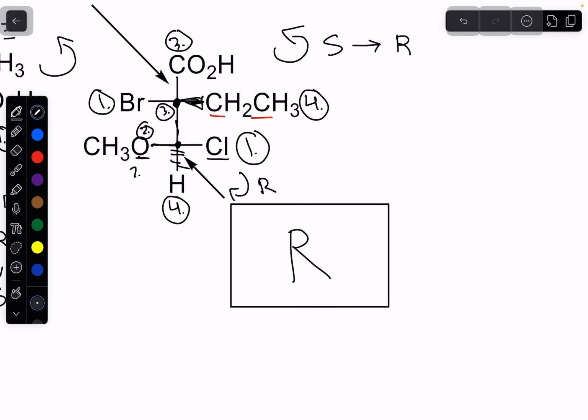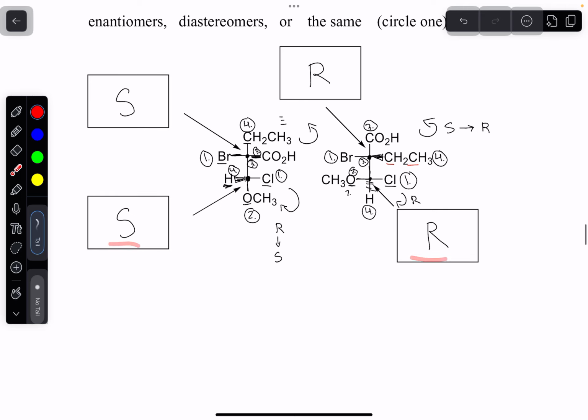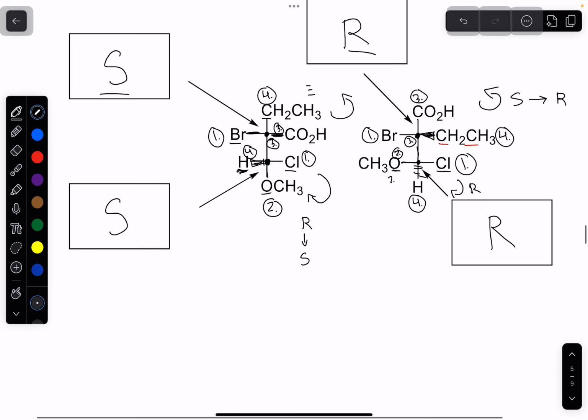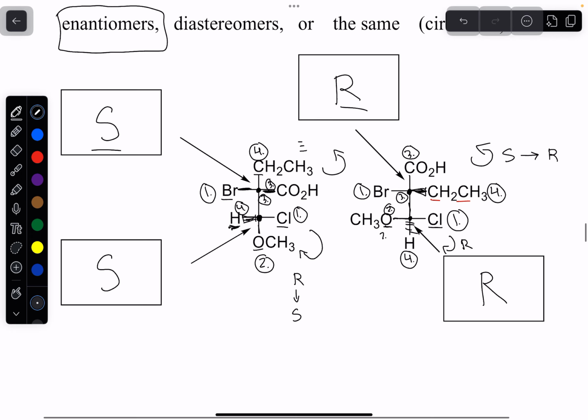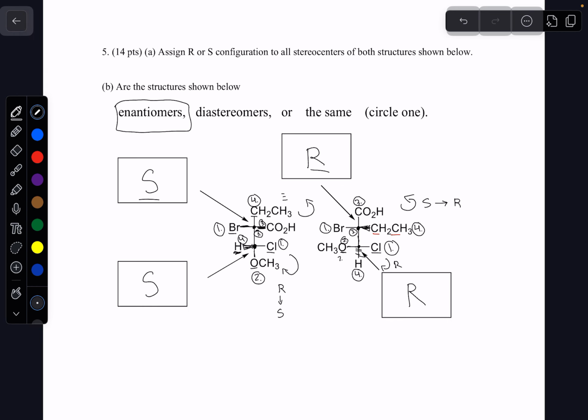So there we go. So comparing the two, we go from S to R, and we go from S to R again. So both of them switch, which tells us it's an enantiomer. A diastereomer would be like from S to R and from S to S. So one of them stays the same and one of them switches completely. And the same would obviously be S to S, S to S. So that's how to do number 5. And I think it was pretty straightforward.